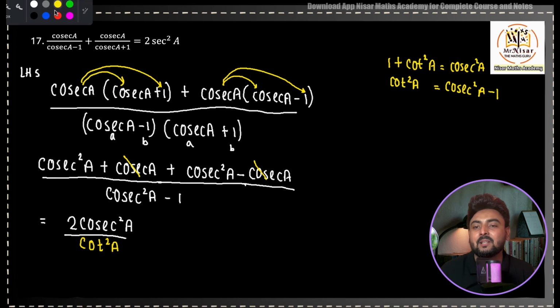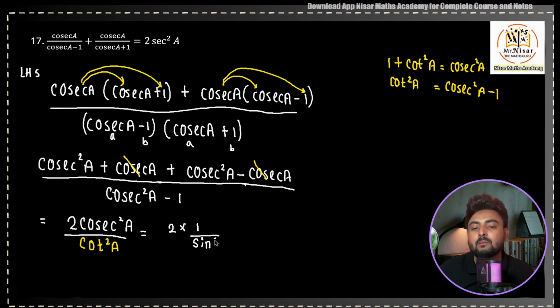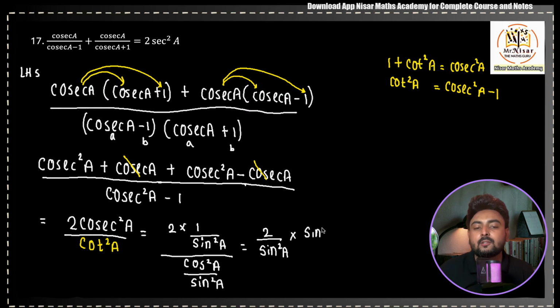So again children, our basic concept, whenever we have these terms, try to convert them into sine and cos. So can I say that 2 into cosec square A is the reciprocal of sine, so 2 into 1 by sine square A upon cot square A. Cot is nothing but cos by sine, so cos square A by sine square A. So I have written it over here. When a fraction is divided by a fraction, what will happen? Lot of times it is taught to you, it becomes the reciprocal. So 2 by sine square A, and cos square A by sine square A becomes sine square A upon cos square A.